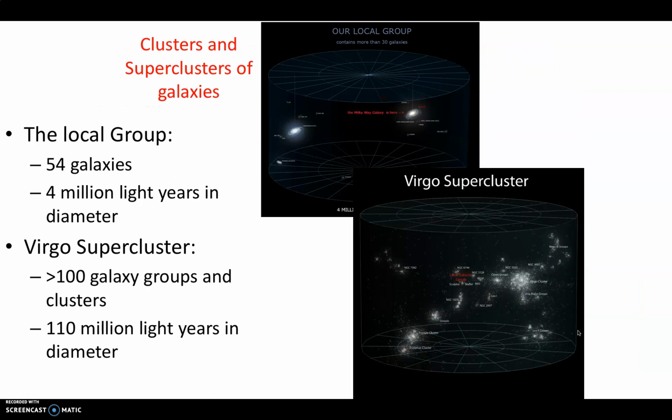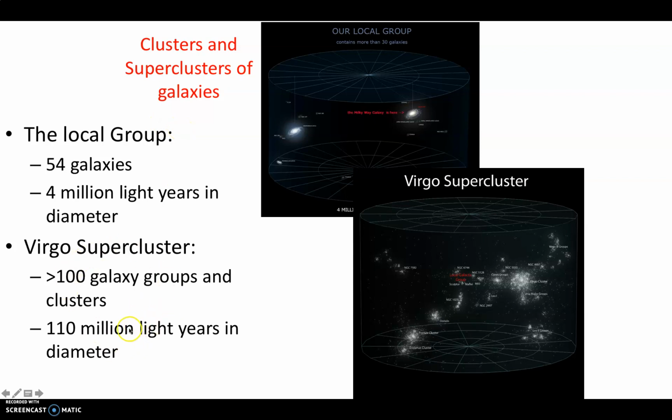Then we get out even further. Our galaxy has neighbor galaxies. The neighbor galaxies we call the local group, and the local group has galaxies like the Milky Way galaxy and the Andromeda galaxy and, I should know more of these since it's my mom's research, but I don't. So those are the local group galaxies, and they're about 4 million light years in diameter, and that's our group of galaxies. It's where we live.